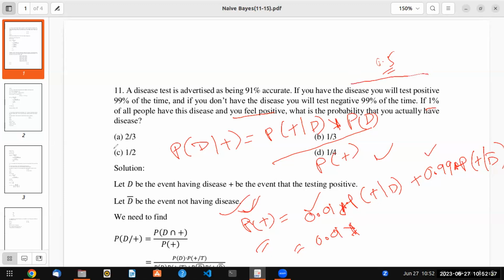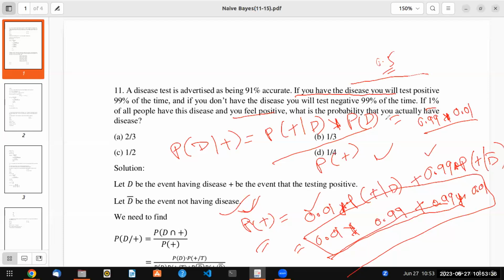If you have the disease, you will test positive 99% of the time. That means 0.99. Plus 0.99, already here, into the probability of being positive given you don't have the disease. What is that? 0.01. Where did you get that data? From the first sentence only. If you don't have the disease, you have a 1% chance of testing positive, that is 0.01. Now this is the value in the denominator, the whole thing. And what is the value in the numerator? Probability of being positive given disease, 0.99, into the probability of having the disease, 0.01, divided by this whole thing. This is your answer. Let me verify.